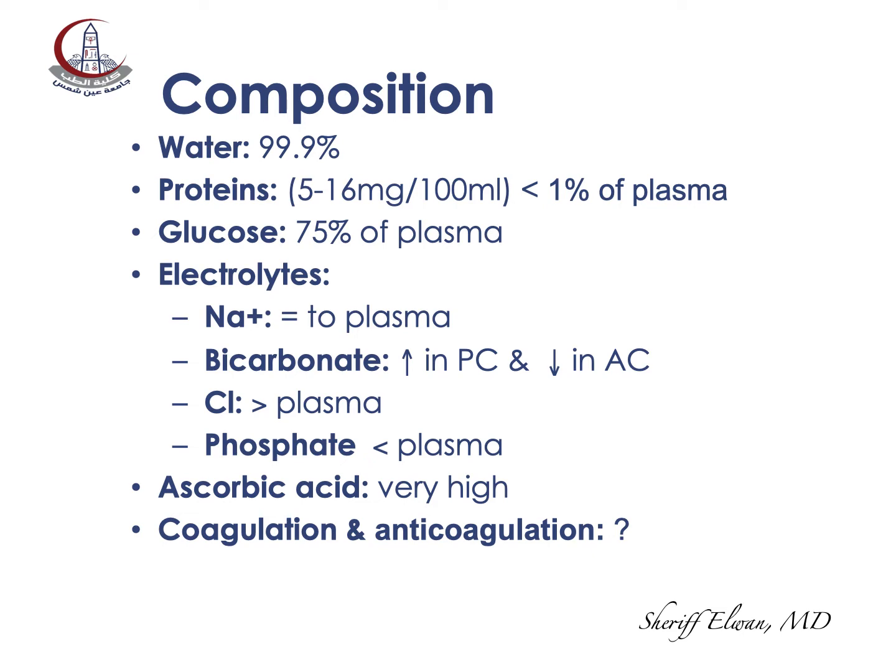Bicarbonates are higher in concentration in the posterior chamber than in the anterior chamber. The chloride is more than in plasma. Phosphates are less. Ascorbic acid has a very high concentration here, and it probably contains coagulation and anticoagulation factors.